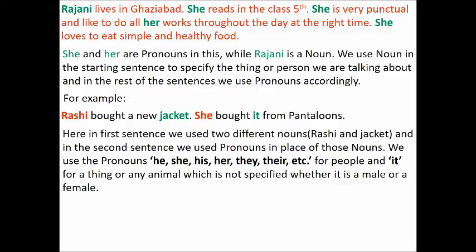We use the noun in the starting sentence to specify the thing or person we are talking about, and in the rest of the sentences, we use pronouns accordingly. For example, Rashi bought a new jacket. She bought it from Pantaloons. Here, in the first sentence, we use two different nouns, and in the second sentence, we use pronouns in place of those nouns. We use the pronouns he, she, his, her, they, their, etc. for people, and it for a thing or any animal which is not specified whether it is male or female.